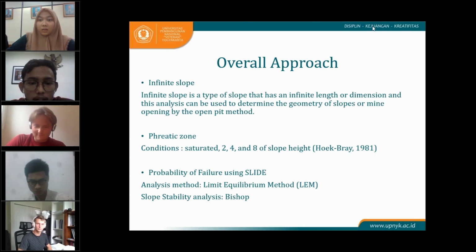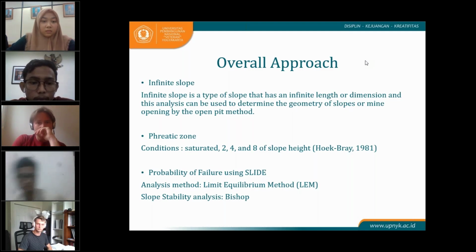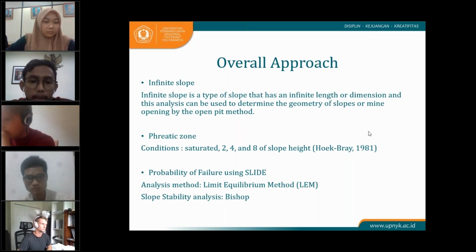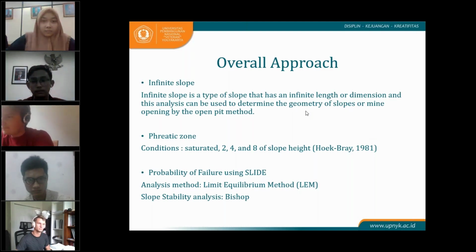Probability of failure analysis uses the statistical data with Slide 6.0 and uses LAM analysis. The slope stability analysis uses the BSOP method. The result of this probability of failure is just for the properties data, while concluding the optimal design and the mine acceptance criteria use the safety factor. Next, my friend.